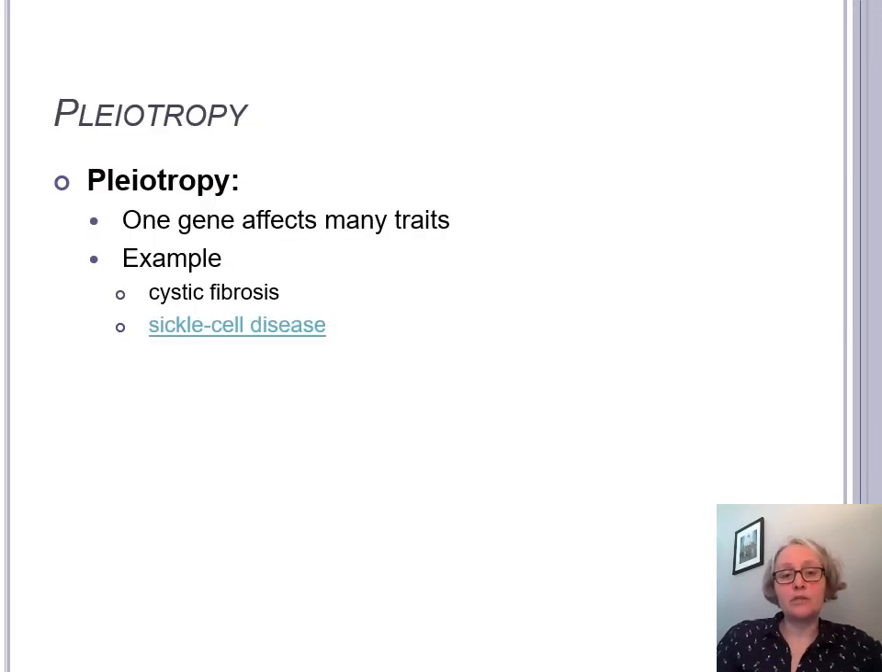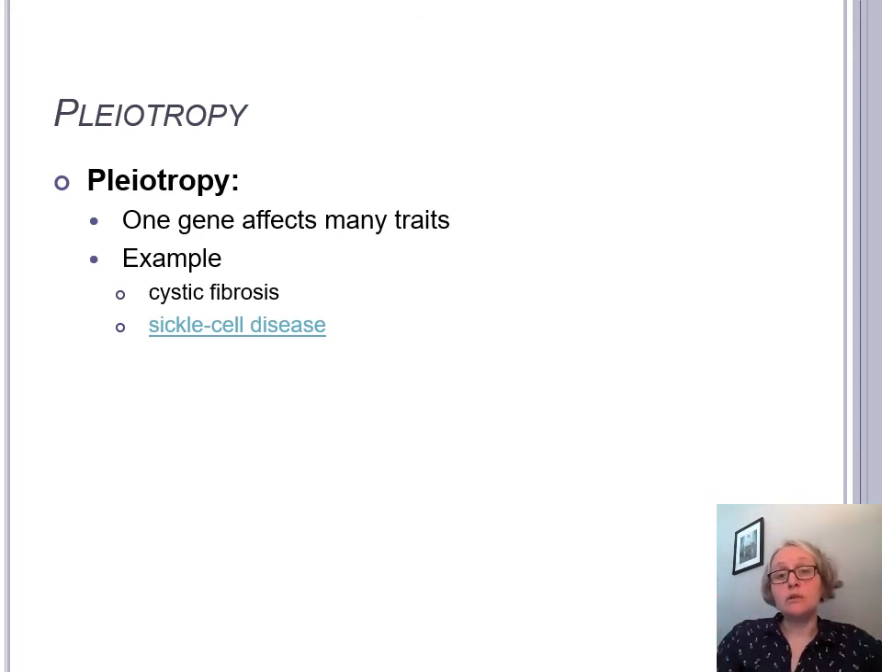The next type of inheritance that we want to talk about is called pleiotropy. Pleiotropy is the situation where one gene will influence many traits. For example, cystic fibrosis or sickle cell disease. We've looked at these cases before. In both of these, there's one problem in the DNA. Right? One small mutation that happens at the DNA level that causes a mutation in the protein. And because of that one small problem, multiple impacts are found in the individual.